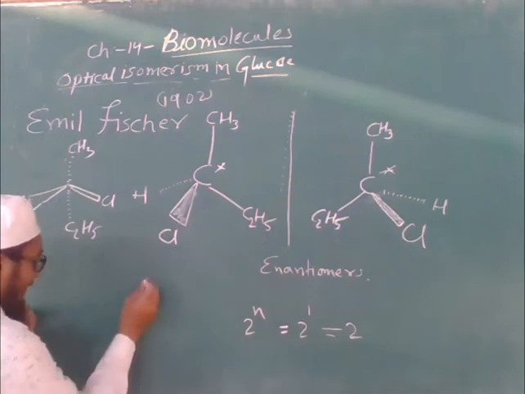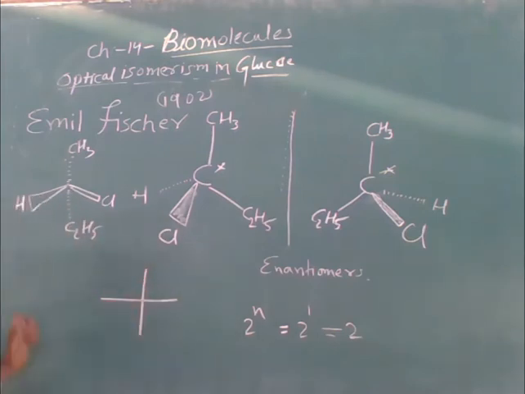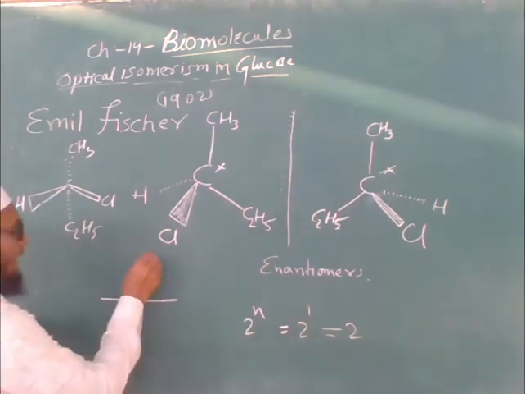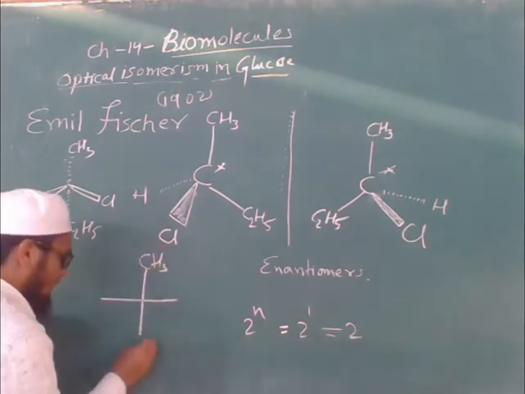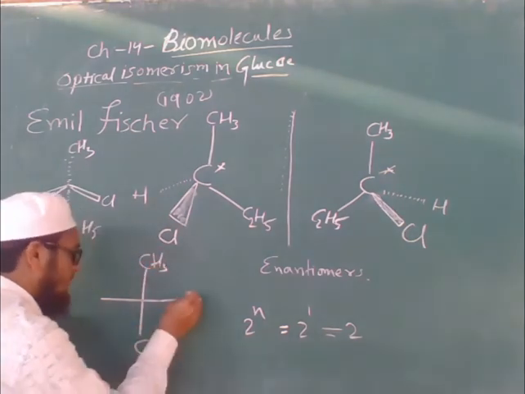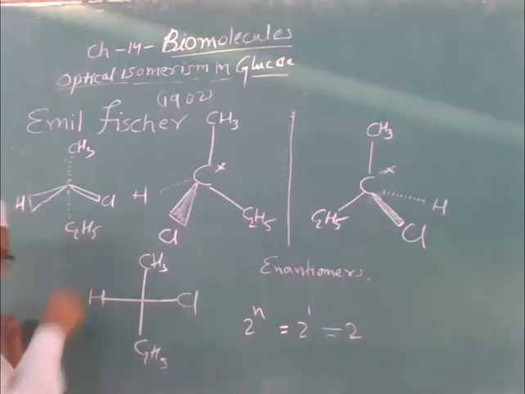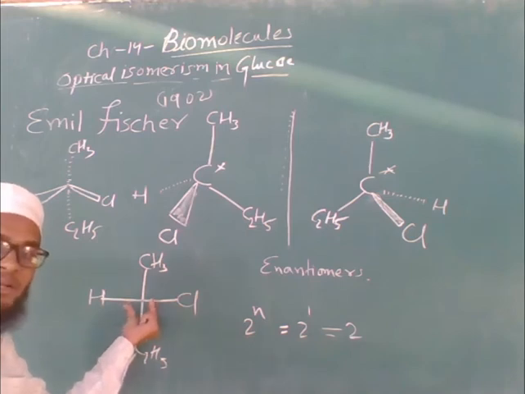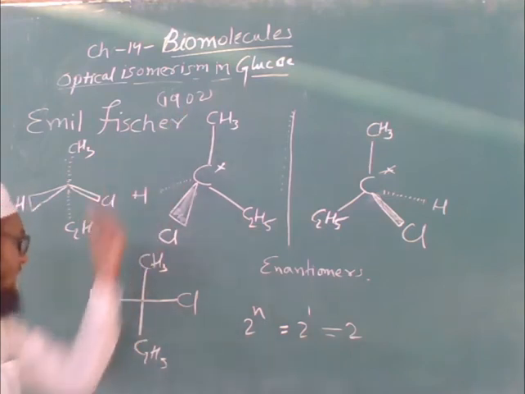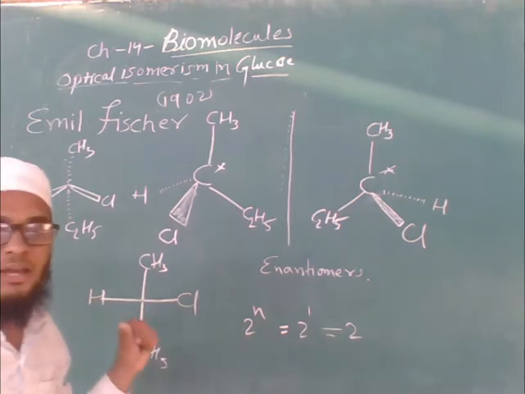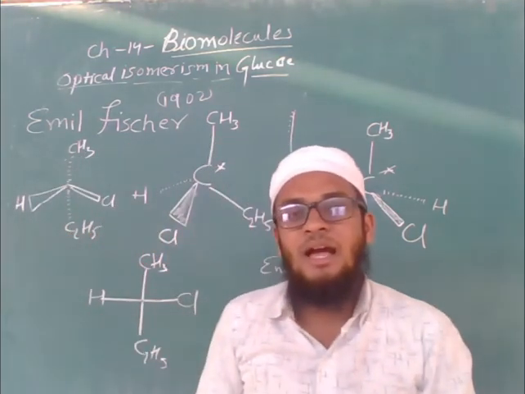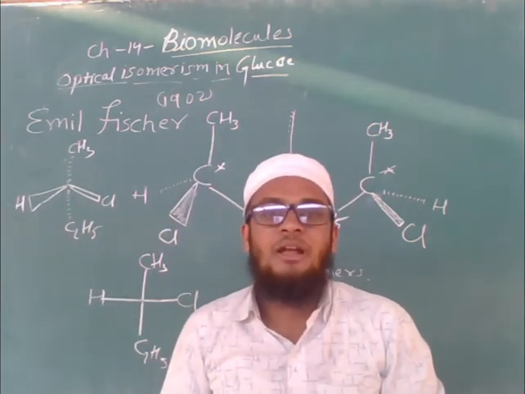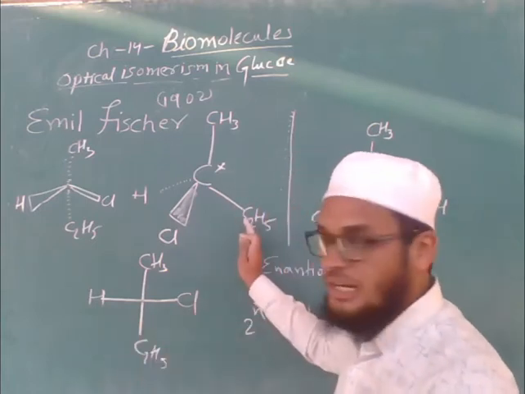What is that one? Just draw a plus sign. And with this plus sign, we can write CH3, C2H5. This one is our chlorine and this one is our hydrogen. And this is the chiral carbon, represented at this position. At this position we have our chiral carbon. This one is our methyl, ethyl, chlorine and hydrogen.